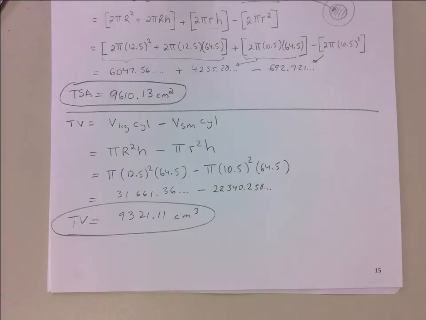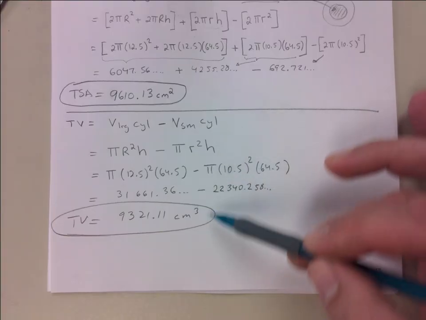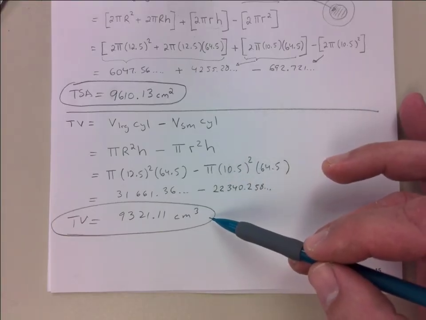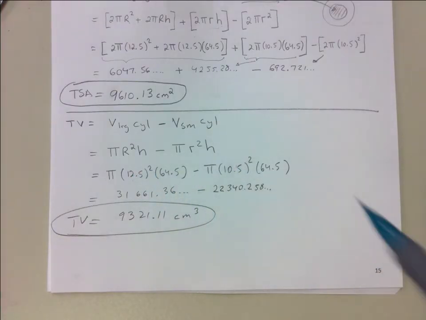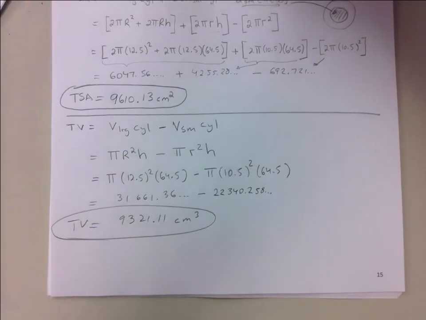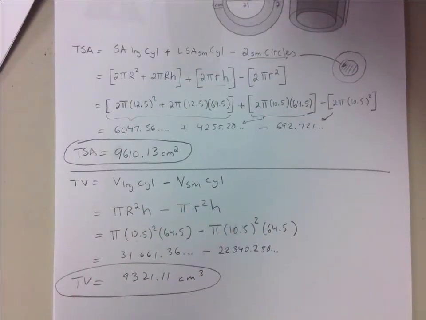How many marks would each question get? Something like this would probably be 3. Like finding the volumes and then subtracting, so 1, 1, 1. Something like this top one is probably worth 4.